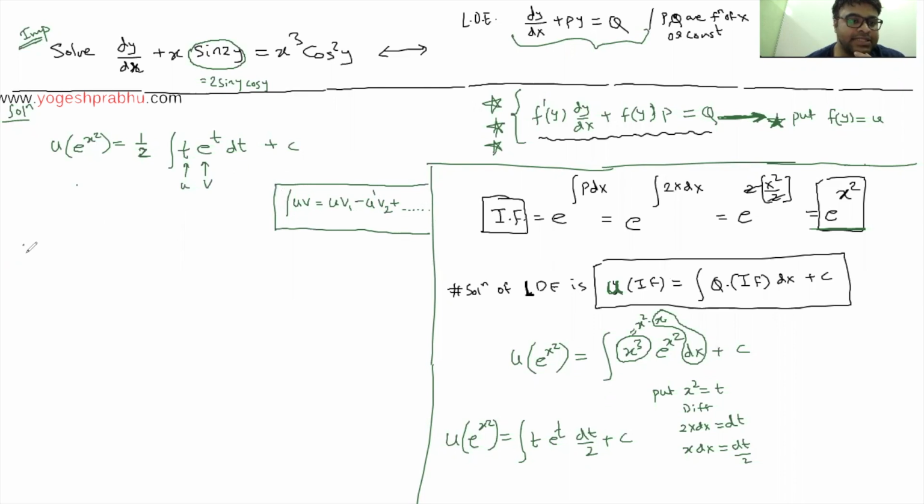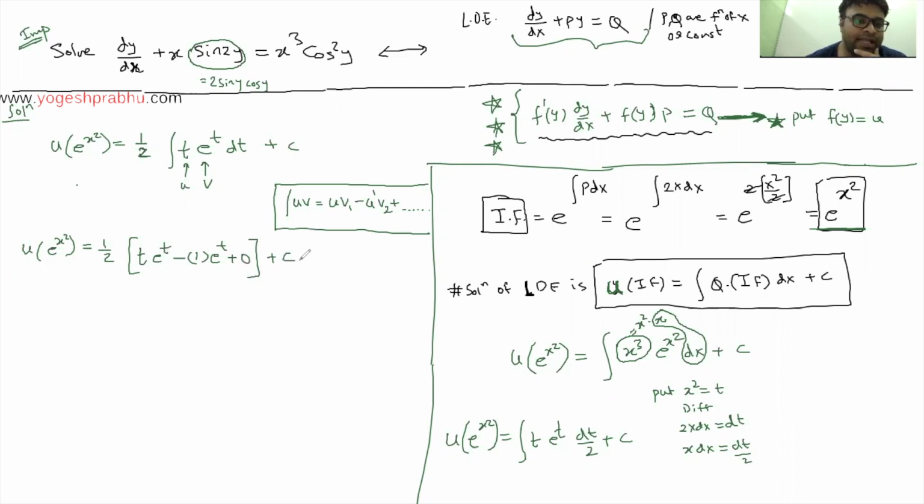Now let me rewrite this. U times e to the x square on the left hand side is equal to half. This u as it is, so it is t. Then the integration of e raised to t, v1, is going to be e raised to t. I'm basically using this formula to solve this. Minus the derivative of t, which is 1, and another integration of e raised to t is just e raised to t. The next term is going to be 0 onwards, so you don't have to solve further, plus c.